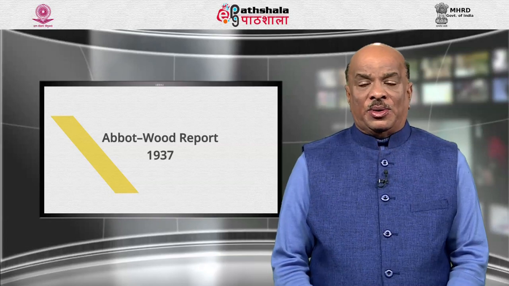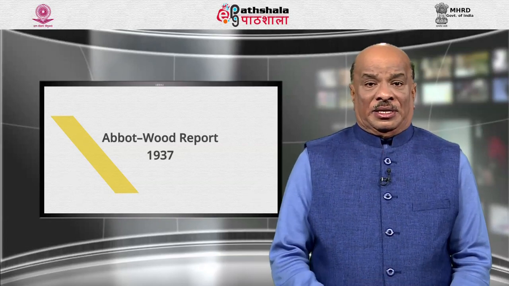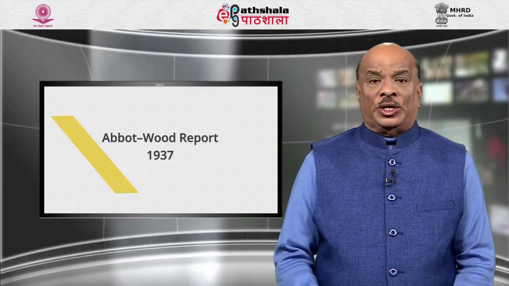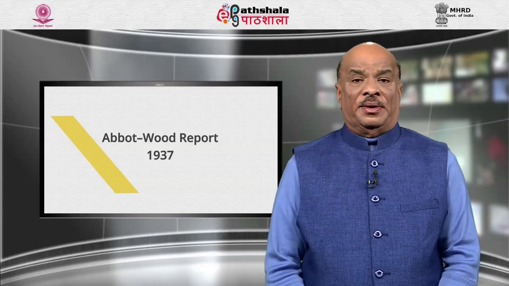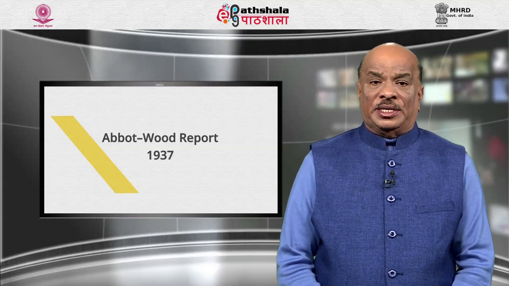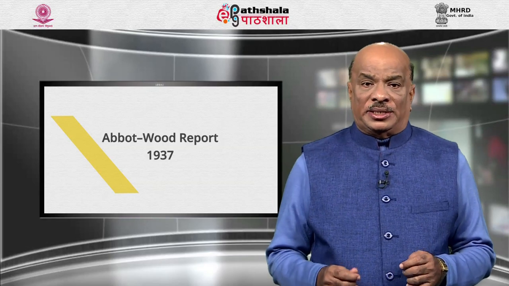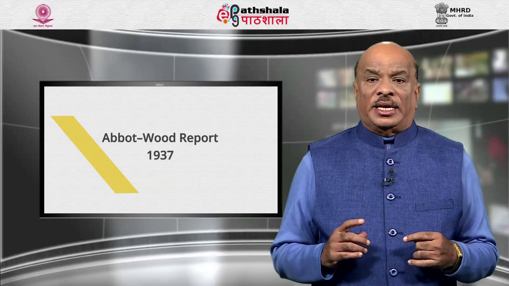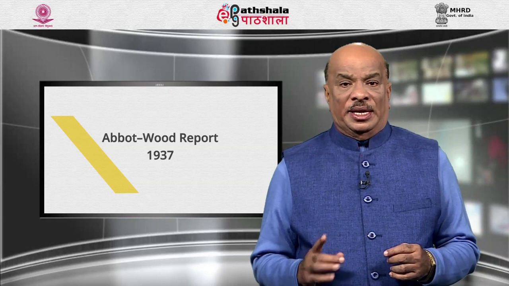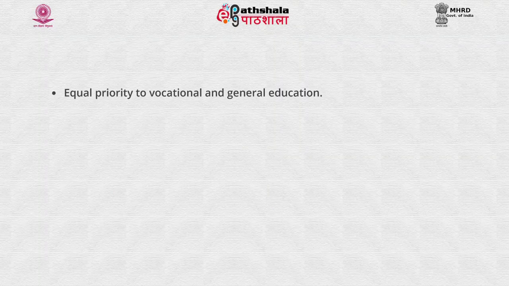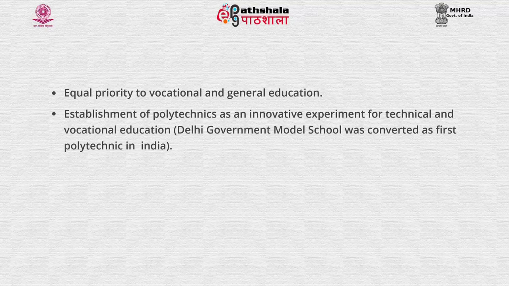Now we will go to another committee, the Abbott-Wood Report 1937. Two eminent British educationists, A. Abbott and S. H. Wood, were invited to suggest measures for revitalizing technical and vocational education in India. The major recommendations of this committee: equal priority to vocational and general education, establishment of polytechnics as an innovative experiment for technical and vocational education.